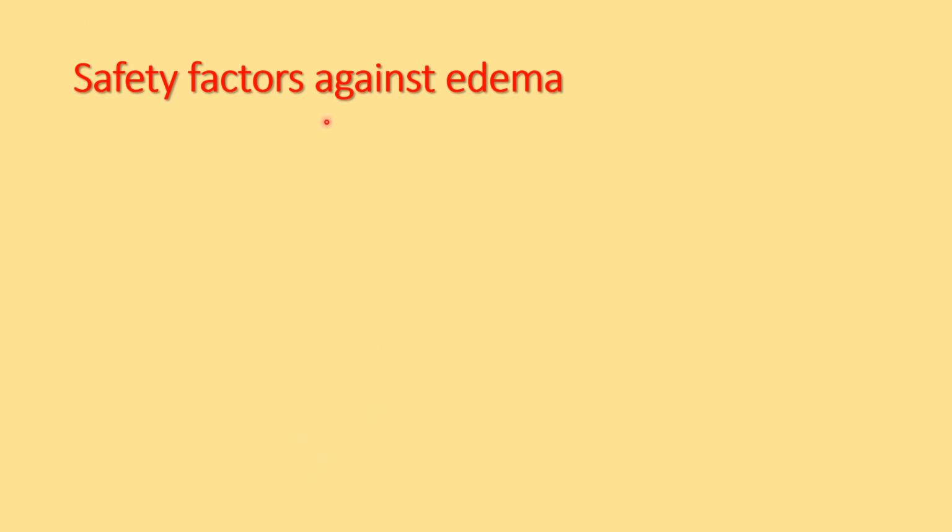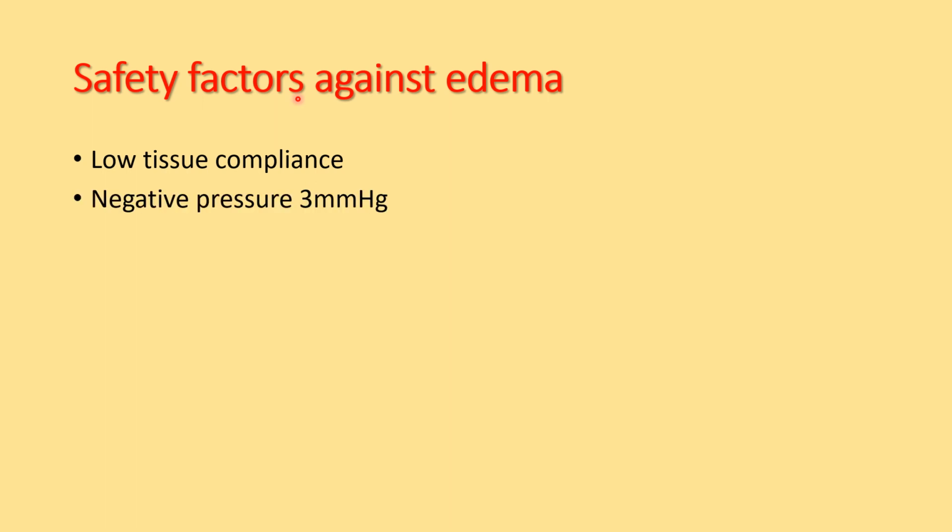The first safety factor is caused by the low tissue compliance. Tissue compliance means the stretchability of the interstitial tissue. The negative pressure range is about 3 mm mercury. This is one of the important safety factors against edema. The low tissue compliance, okay, means the stretchability of the interstitial tissue is very less. It keeps the pressure in the negative range, minus 3 mm mercury.